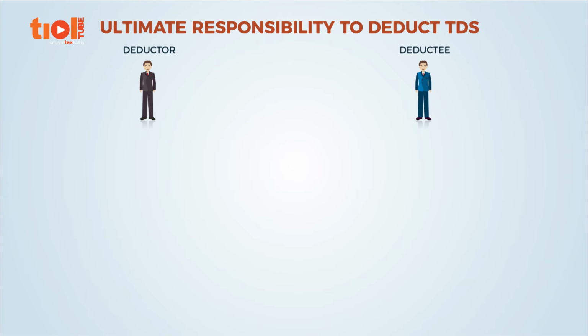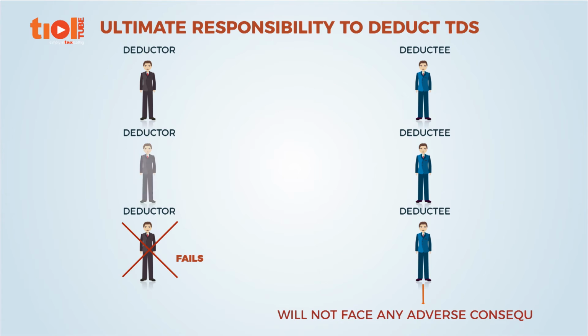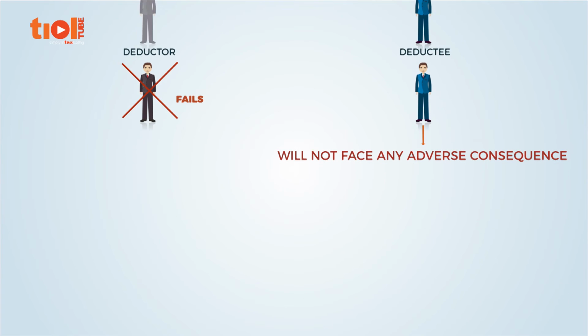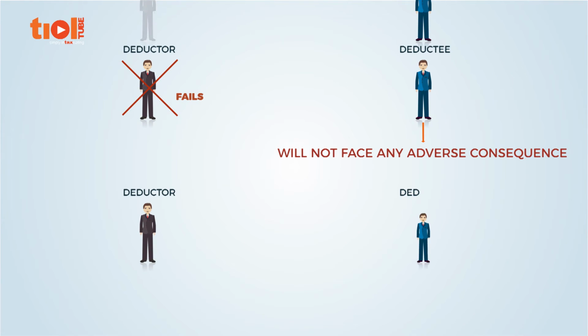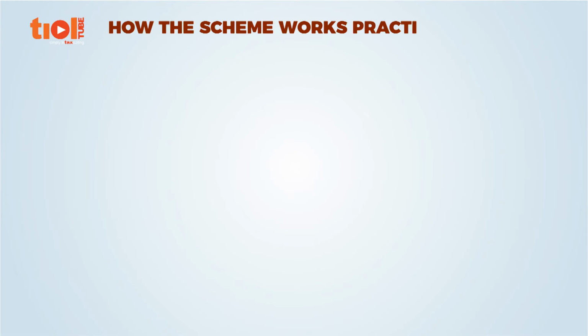Ultimate responsibility of payer or deductor. It is the duty and responsibility of the payer to deduct tax at source. If the payer fails to deduct tax at source, then the payee will not have to face any adverse consequences. However, in such a case, the payee will have to discharge his tax liability. Thus, failure of the payer to deduct tax at source will not relieve the payee from payment of tax on his income.